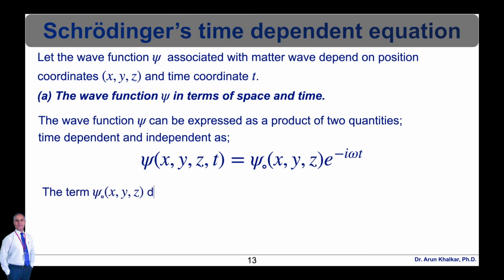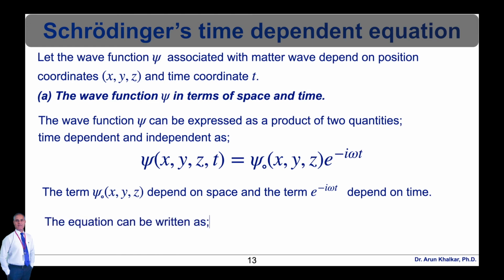The term psi 0 of x, y, z depends on the space, and the term exponential of minus i omega t depends on time. Hence, the equation can be written as psi is equal to psi 0 exponential of minus i omega t. Let's say this is equation number 1.